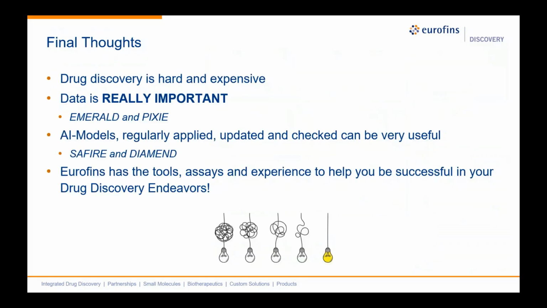And then final thoughts. Drug discovery is hard and expensive. Data is really, really important. And that's why we put together Emerald and Pixie, the project to improve and expand the Emerald database. AI models, when you apply them regularly, you update them and check whether they're working for your chemical space can be really useful. That's SAFIRE and Diamond. And Eurofins has the tools, assays, and experience to help you be successful in your drug discovery endeavors.